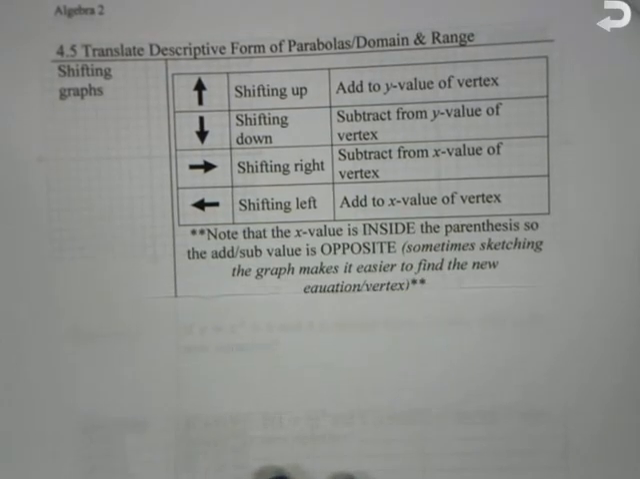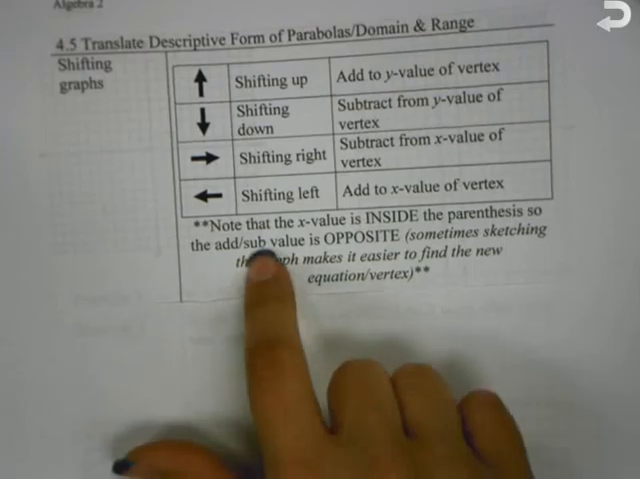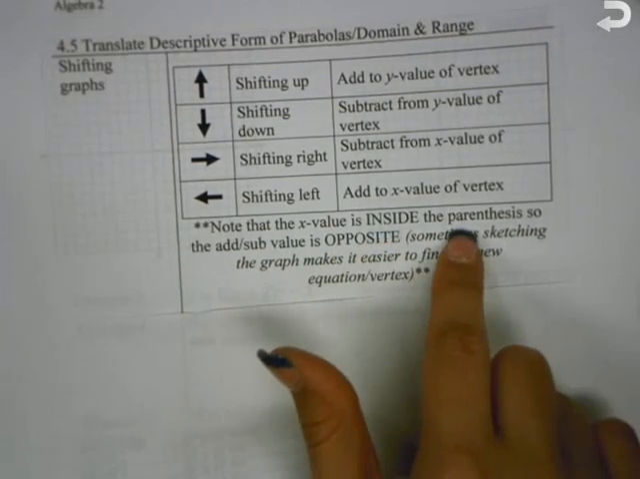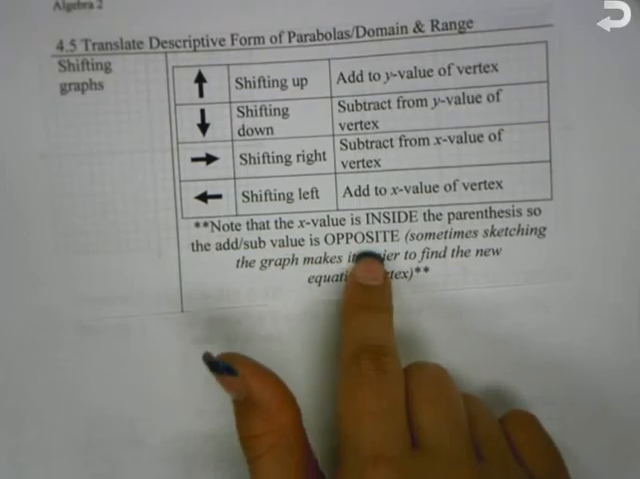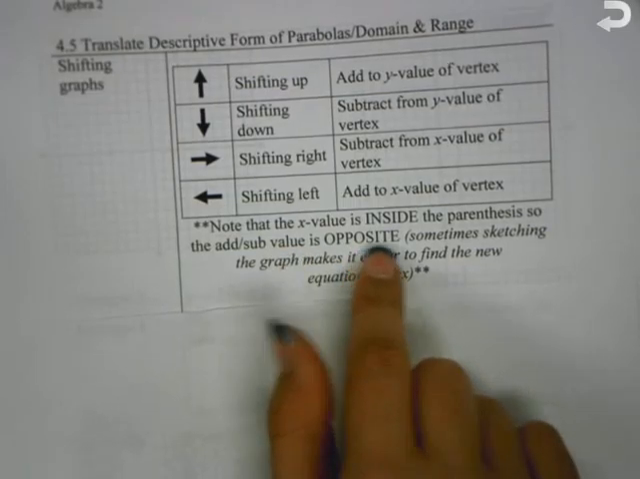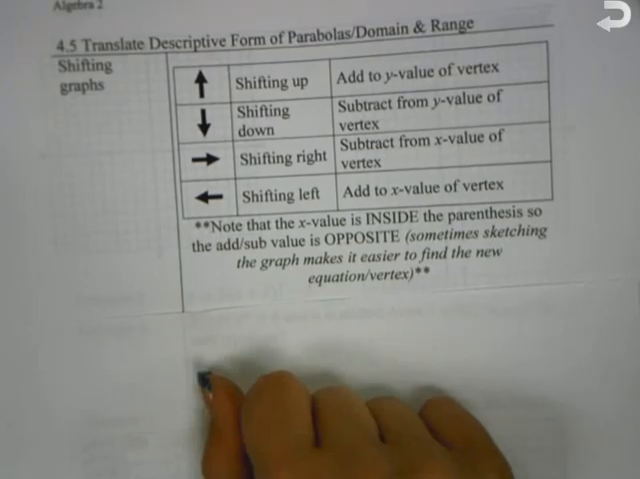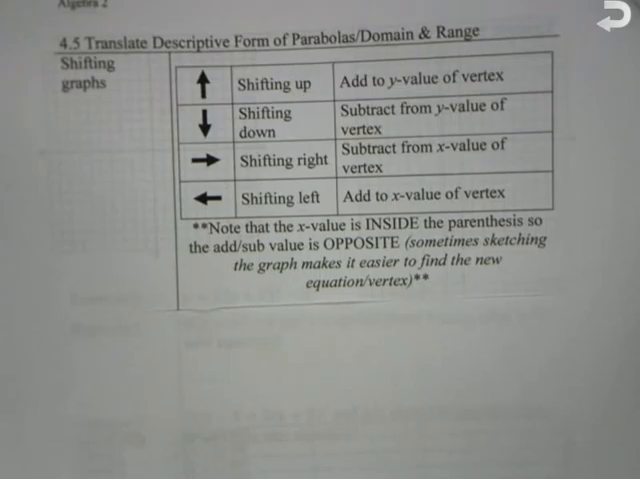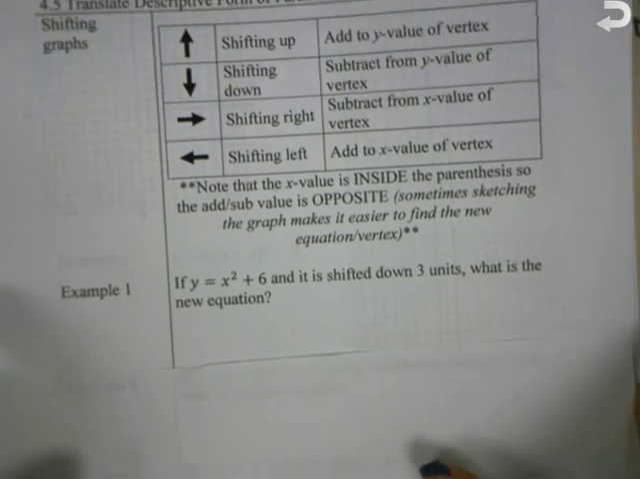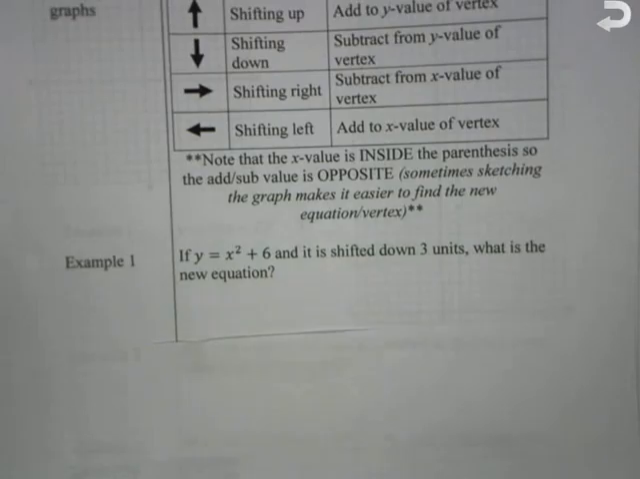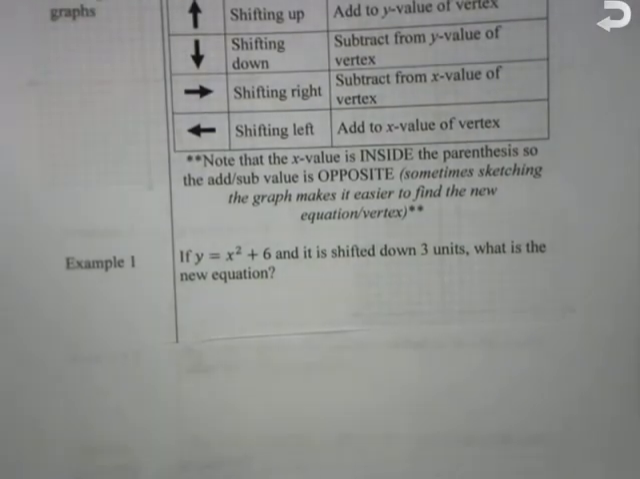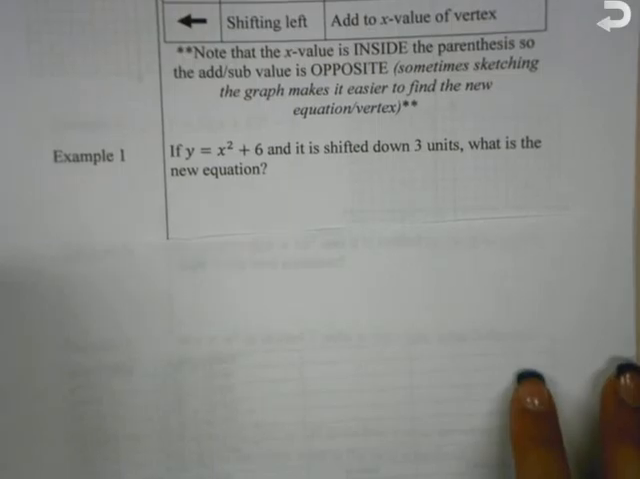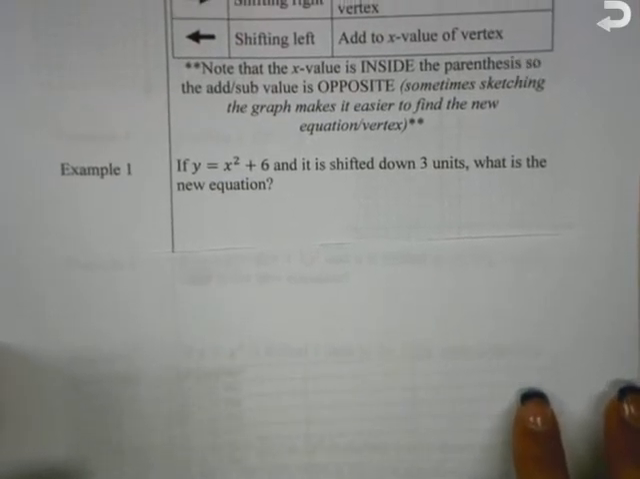I made a note of that right here. Note that the x value is inside the parentheses, so the add and subtract value is opposite. Okay? Sometimes it's easier if you sketch the graph to find the new equation or the new vertex. Okay, so sometimes we might want to sketch the graph so that we can see how it's changing. Okay, so let's look at example 1. I'm going to leave this up so you can go to shifting left. Okay. So example 1.